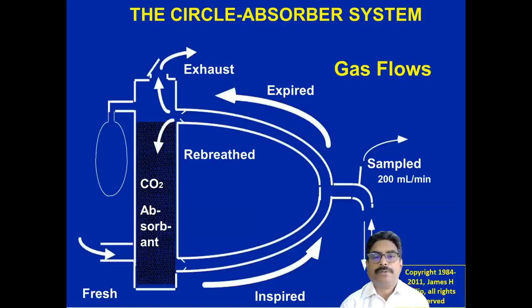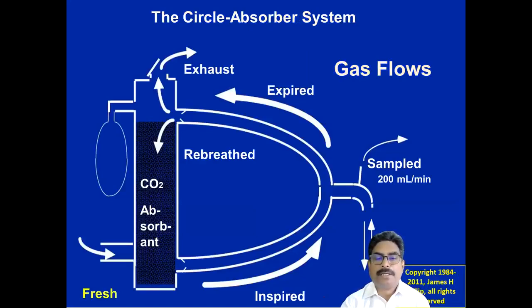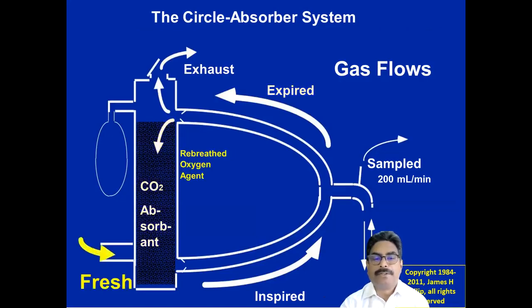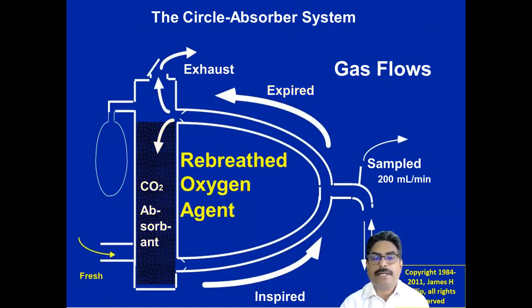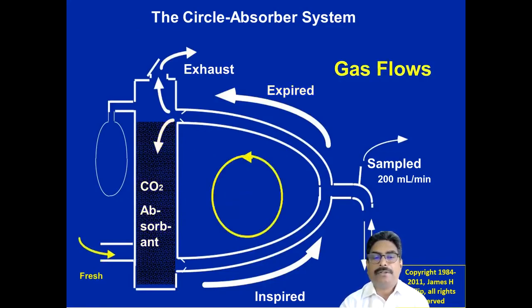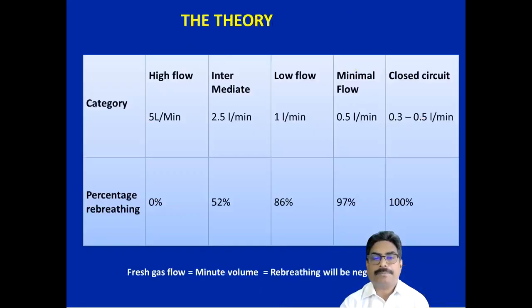So coming to the circular absorber system, why is it called a circle? Because during inspiration, the gas goes into the patient and the expired gas goes partially into the atmosphere and partially into the rebreathing system. So the oxygen and the inhalation anesthetics are rebreathed and carbon dioxide is absorbed. It is added to the fresh gas flow and once again it is inhaled. So it goes in a cycle. So it is called a circular absorber system.